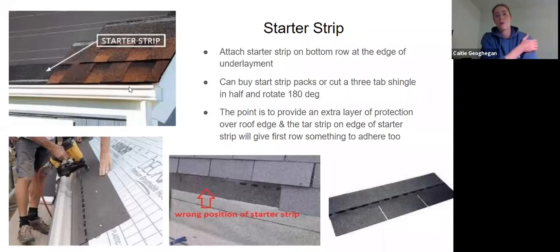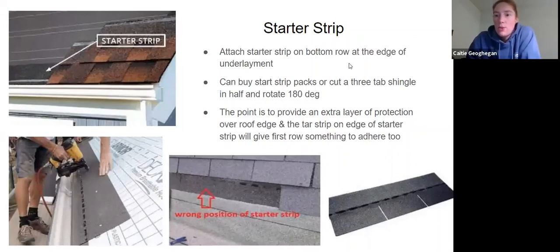But that's kind of the purpose of this starter strip, and we'll do that on the bottom edge and on both of our gables. So like right here, going up the side, I would also have a starter strip for the exact same reason, so that it's got something to adhere the edge of my shingles to. So if we see in this kind of bottom middle picture, the starter strip is flipped upside down. Now that doesn't harm anything, but it's not helping anything. It's not doing what it's supposed to be doing there.